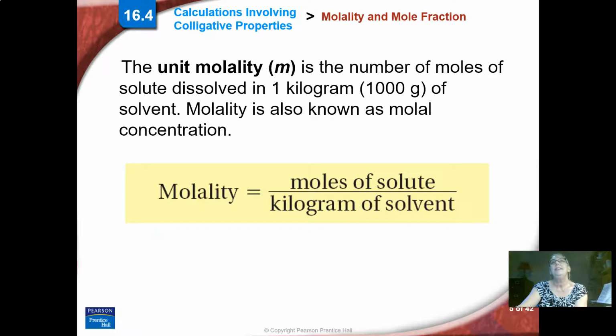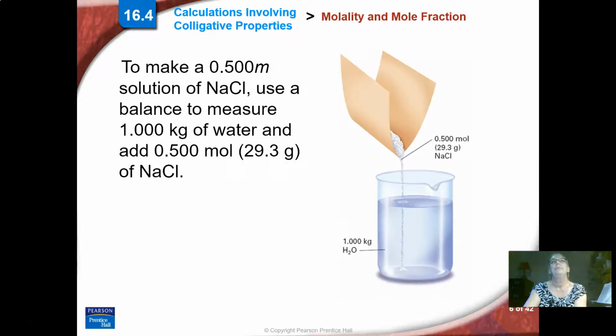So molality is a lowercase m, and it's how many moles of solute you have in 1 kilogram of solvent. Before, molarity was moles in 1 liter of solution. This is a little different. This is called molality. This is not used as commonly, but we do need it for colligative properties.